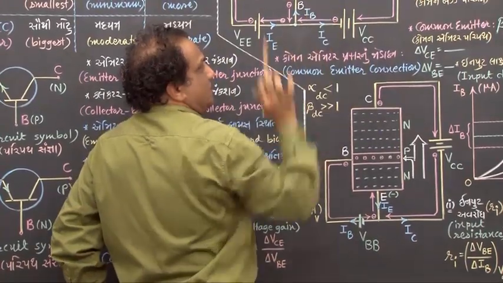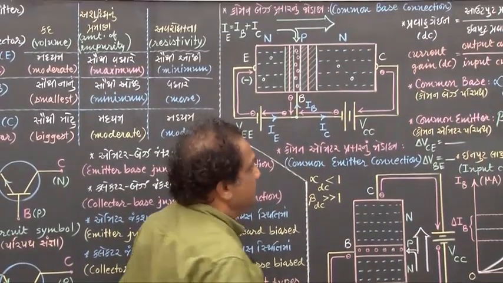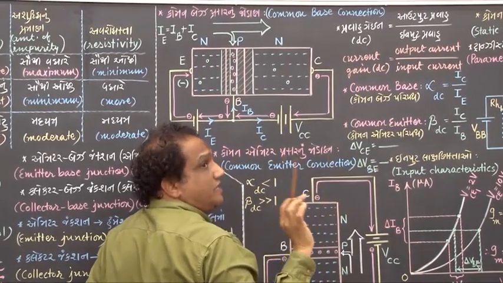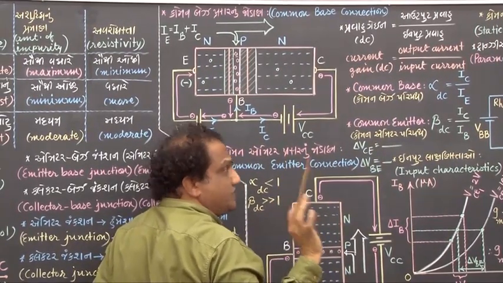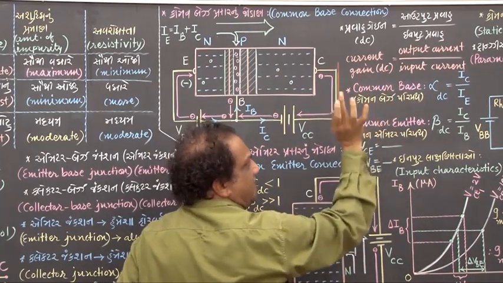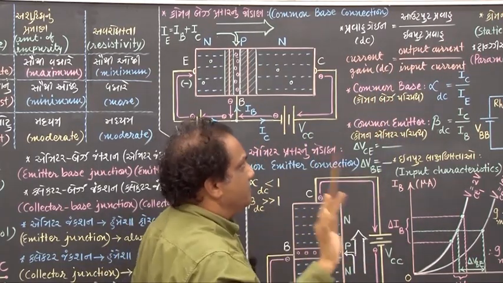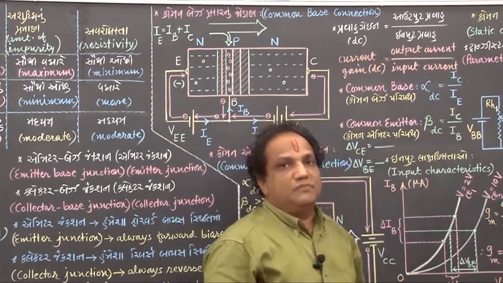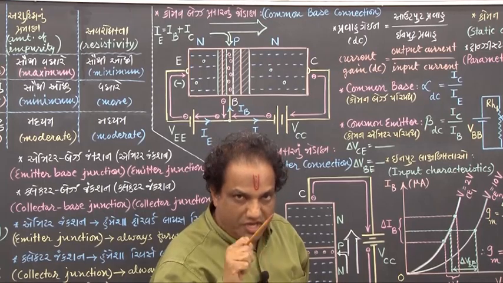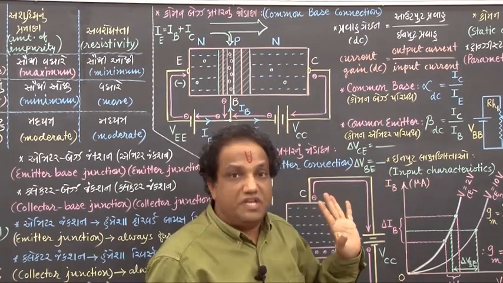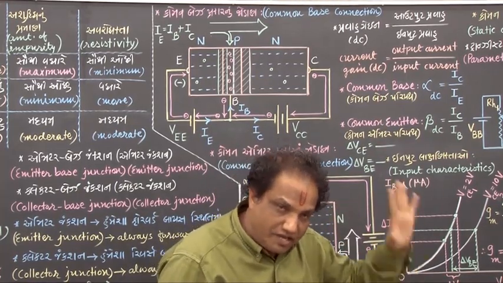Now, here we define one quantity called current gain. And because we are talking about unidirectional current, that is DC, we call it DC gain, direct current gain. Now, how is the definition? Very simple. Ratio of output current to the input current is called current gain. Here we are talking about DC gain, direct current gain.